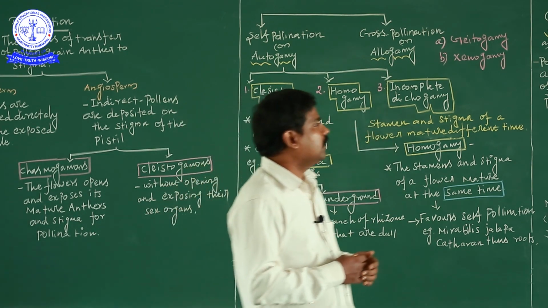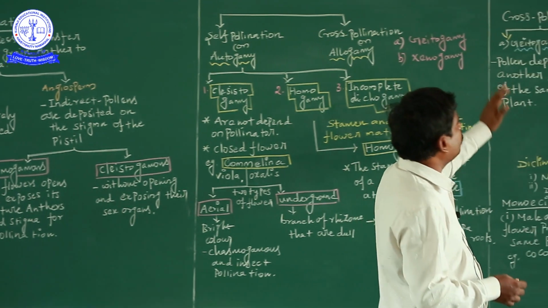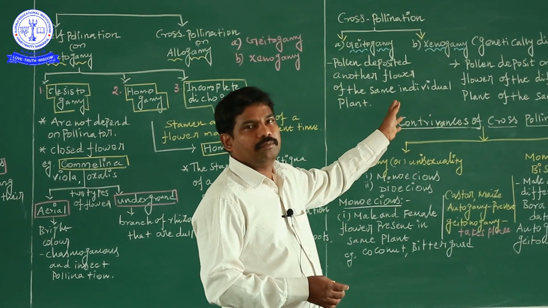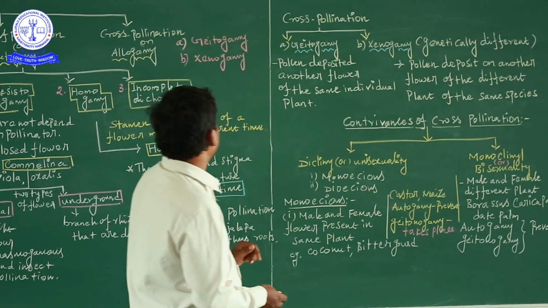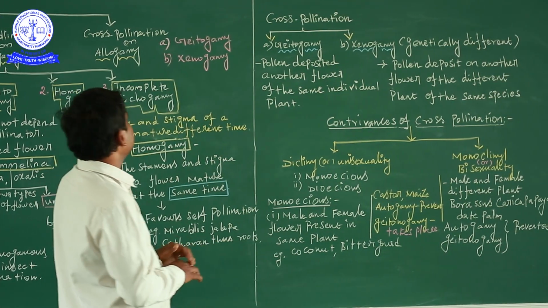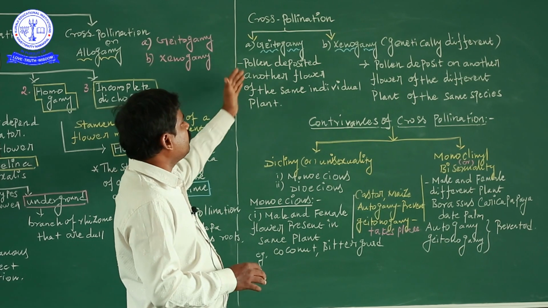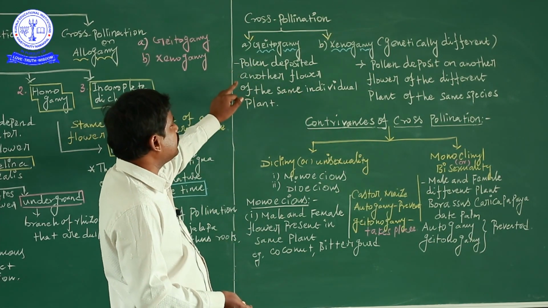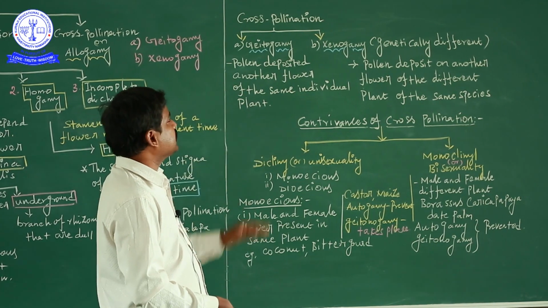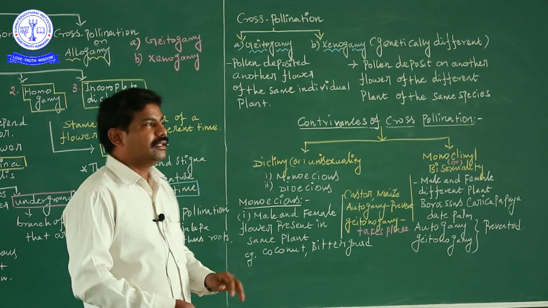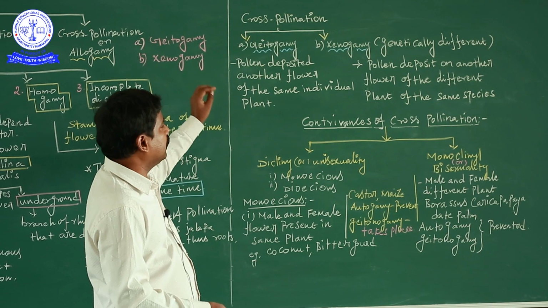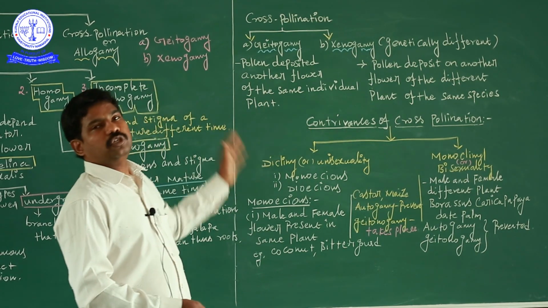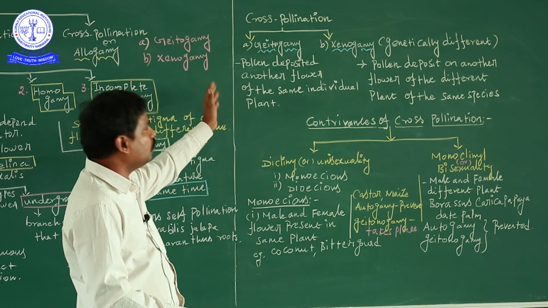Okay, and next, cross pollination. Cross pollination is differentiated into two types, geitonogamy and xenogamy. That is called cross pollination. First of all, geitonogamy. Geitonogamy means the pollen is deposited on another flower of the same individual plant. So that is called geitonogamy.